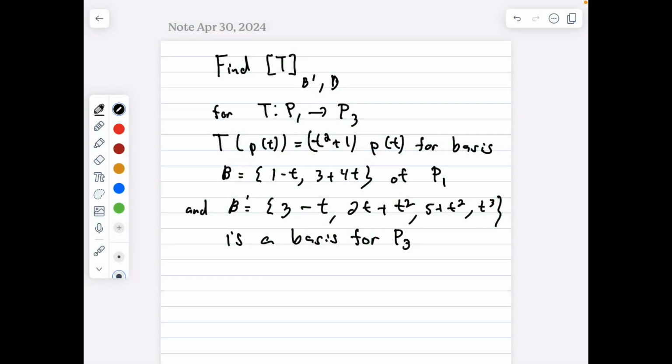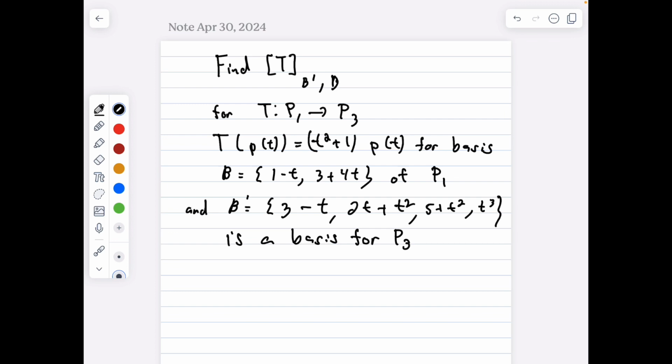Hello everyone. Today we have this linear algebra problem, which is finding a matrix for a linear transformation. We're asked to find [T]_{B,B'}, and I'm reading that from right to left, which is usually how you read that, for our transformation T going from the space of all polynomials of degree 1 or less, that's P1, to P3, which is the space of all polynomials of degree 3 or less over the real numbers. The transformation is defined as T of p(t) equals (t squared plus 1) times p(t).